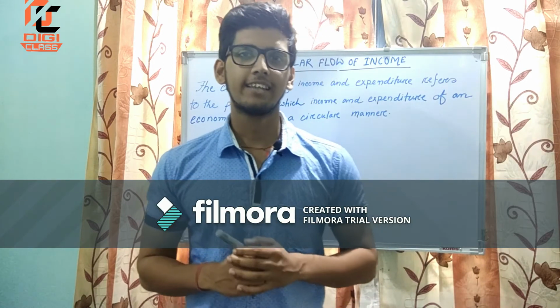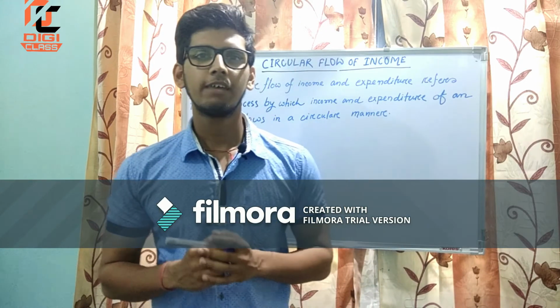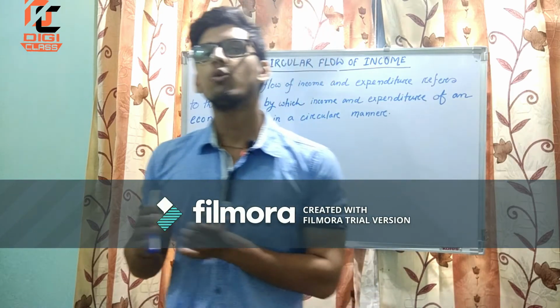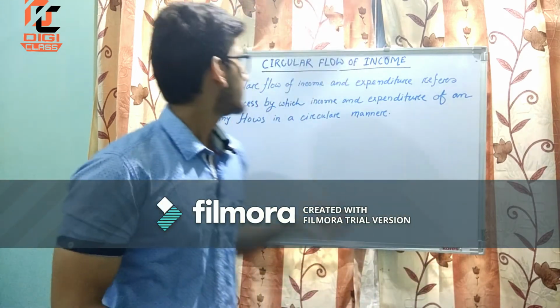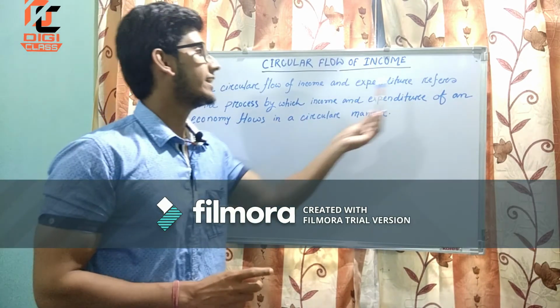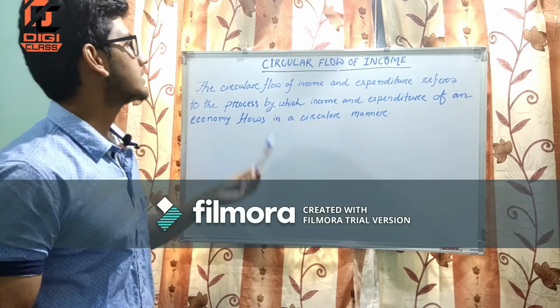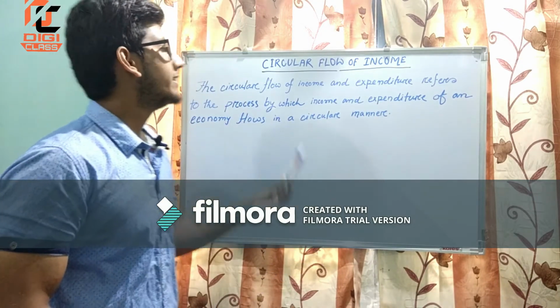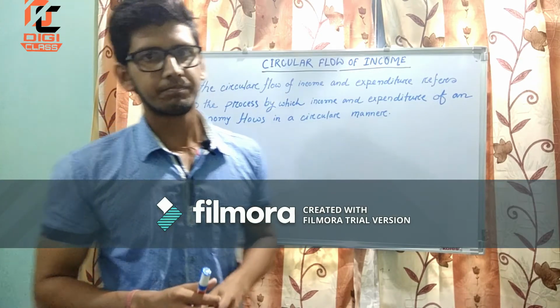Let's first understand that the money in the economy never becomes zero because it continuously flows in a circular manner from one sector of the economy to another sector. So let's understand the circular flow of national income through this definition. The circular flow of income and expenditure refers to the process by which income and expenditure of an economy flows in a circular manner.